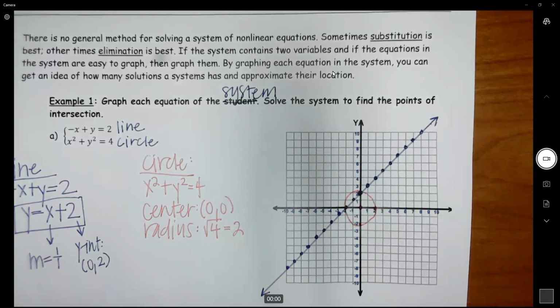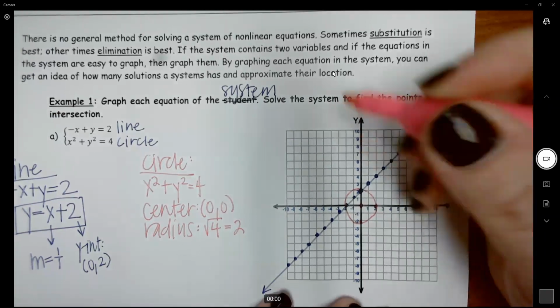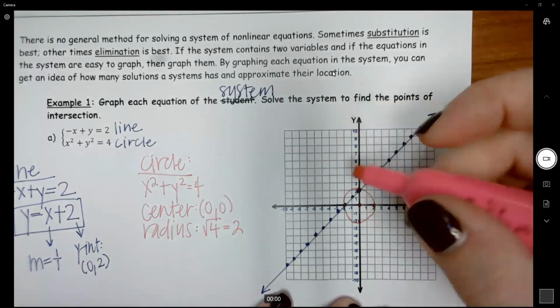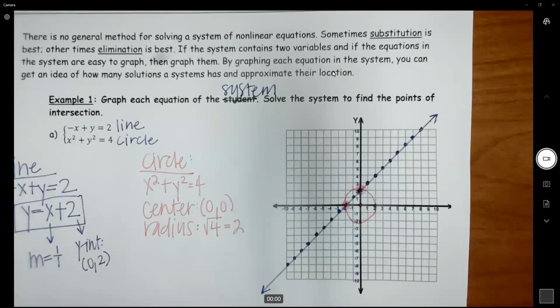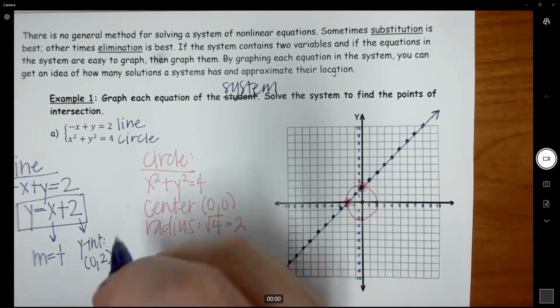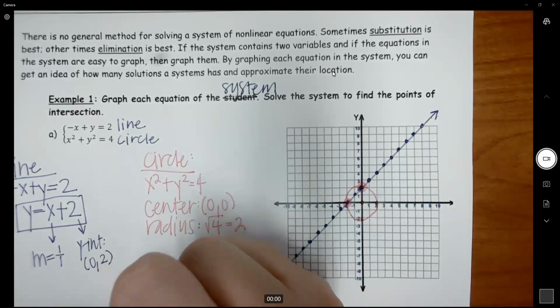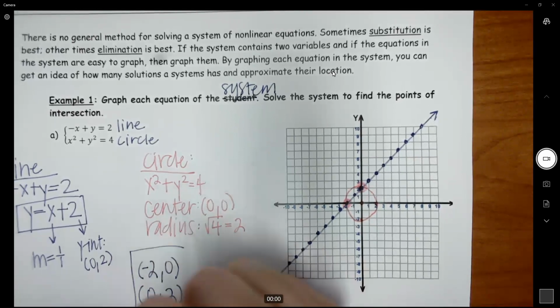So let's go pink. This point and this point are my two solutions. So it looks like my two solutions are negative 2, 0 and 0, 2.